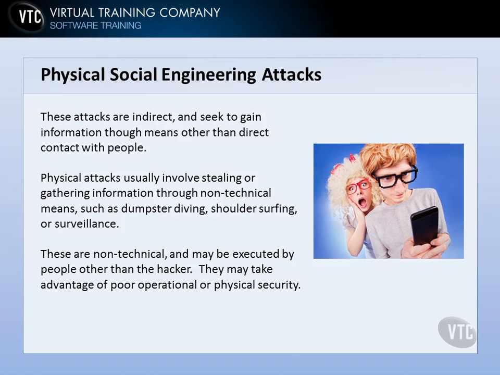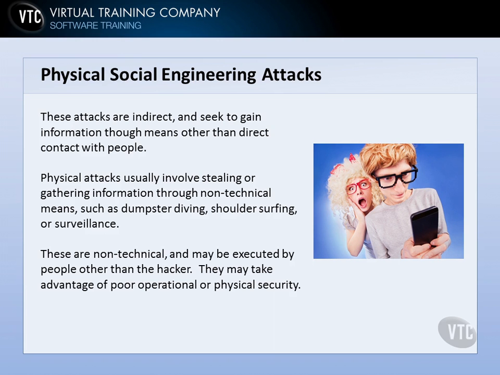Physical social engineering attacks basically are indirect, and what they want is to gain information through means other than direct or prolonged contact with people. That may involve peripheral contact or very short-term contact with individuals, just to get a little piece of information out of them or to get into somewhere. Now, physical attacks usually involve stealing or gathering information through non-technical means. And again, we're talking dumpster diving, maybe shoulder surfing, or some kind of surveillance.